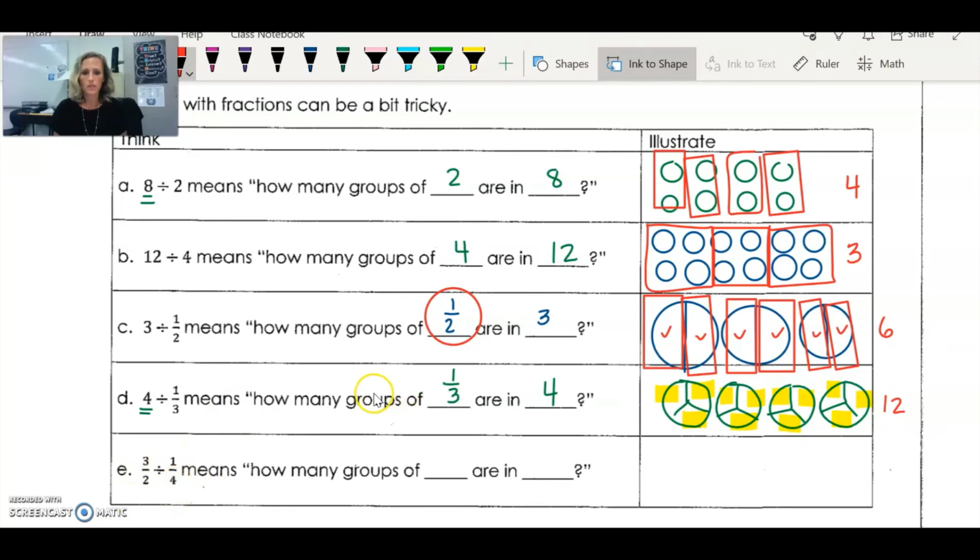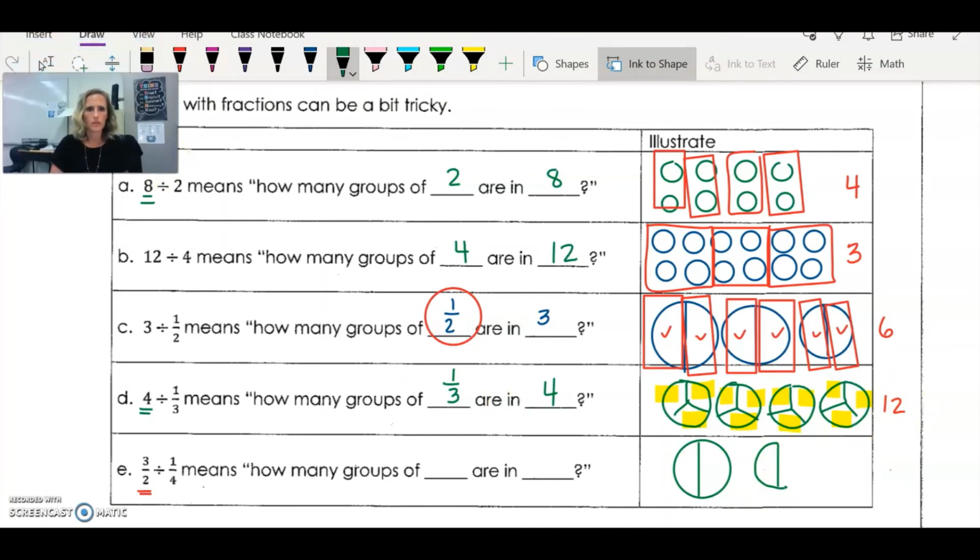Last one, we have 3 halves divided by 1/4. This one is a little bit advanced. So we're starting with 3 halves of a thing, okay? Basically that's one whole circle that's divided in half, right? So there's 1, 2 halves, and then I'm gonna need another half of a circle. Now that's the best I can do, alrighty?